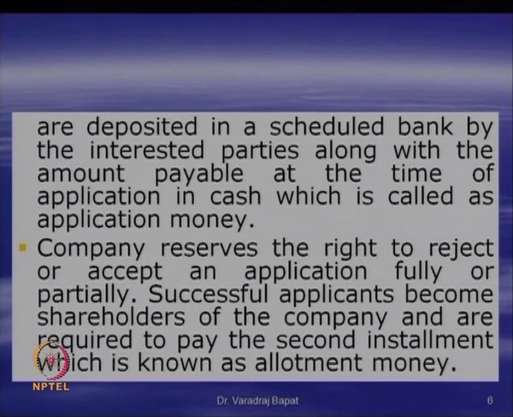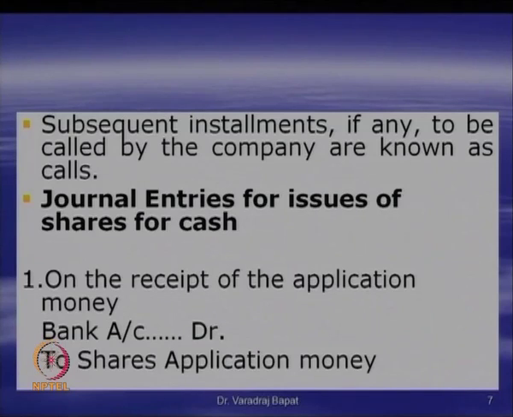Now, once the shares are issued, they are usually required to pay the next installment, which is known as allotment money. After allotment money, the company may call for further monies, which are known as monies payable on call. So, we were assuming that the company is issuing shares at 15 rupees. Out of that 15 rupees, 5 rupees is paid on application, 5 rupees may be paid on allotment, and after the shareholders become the shareholders, they may be asked to pay the next 5 rupees. That is called money which is paid on call.